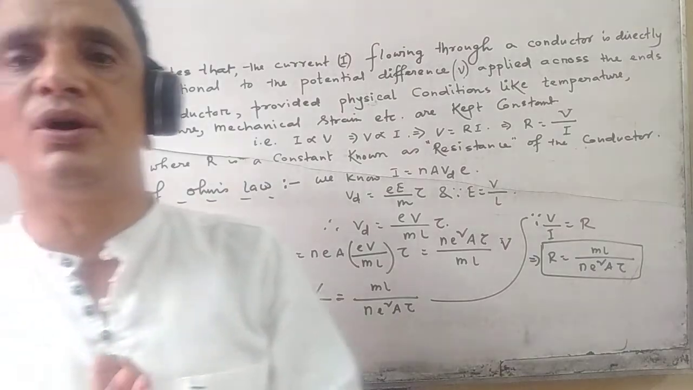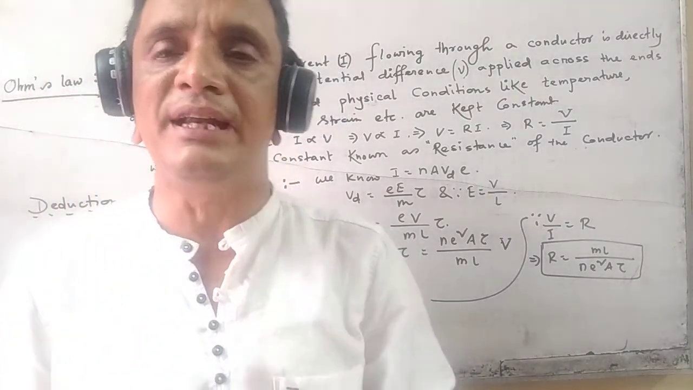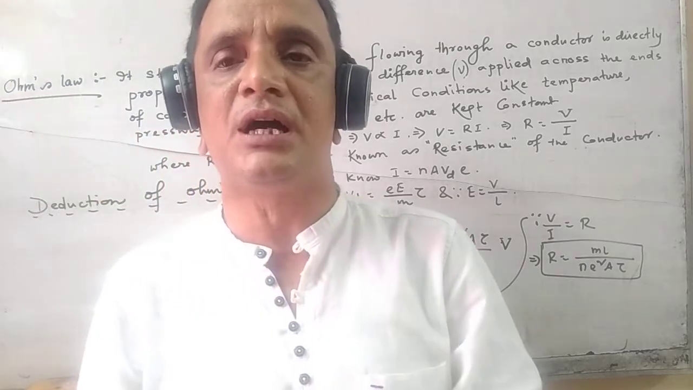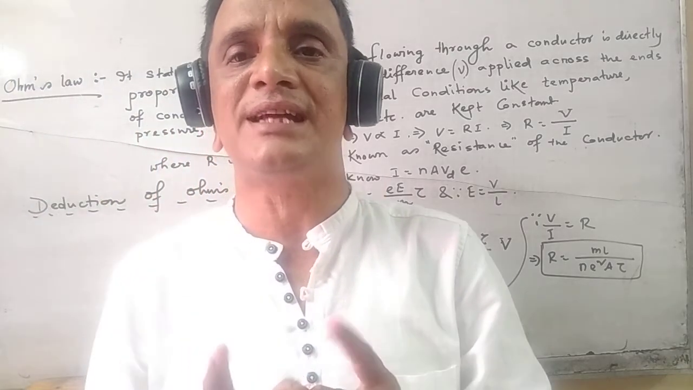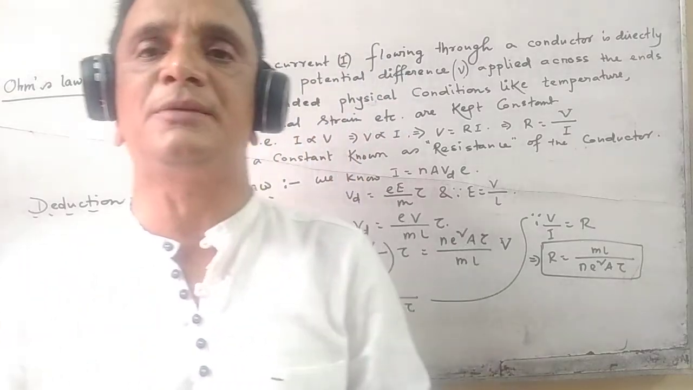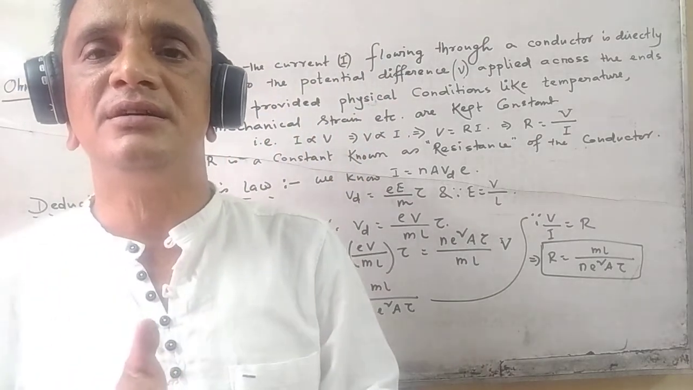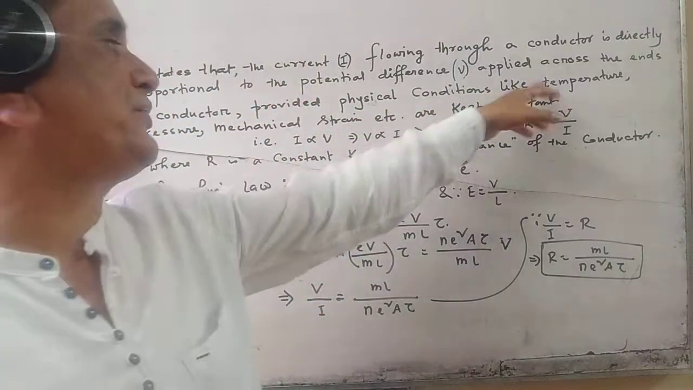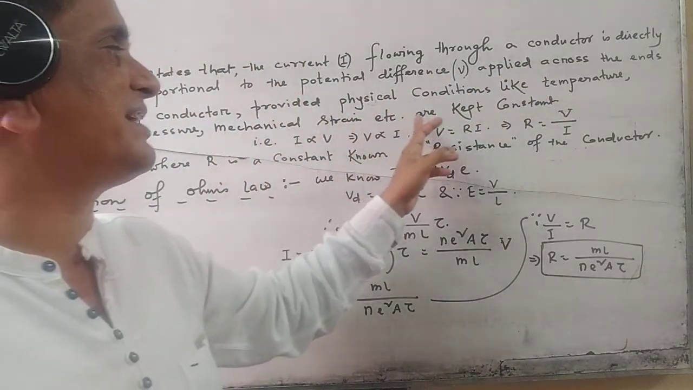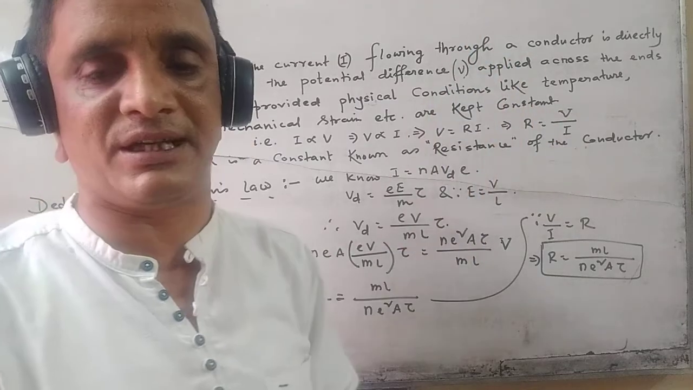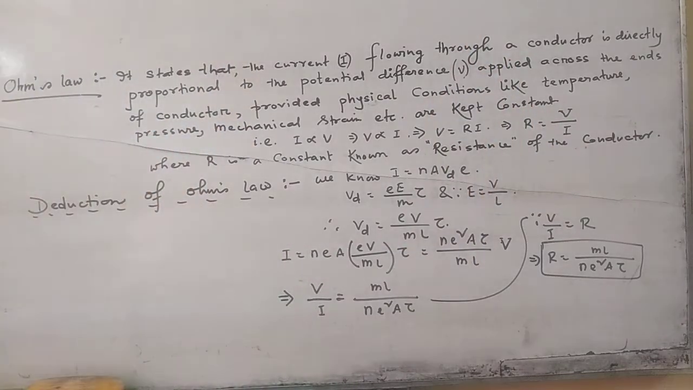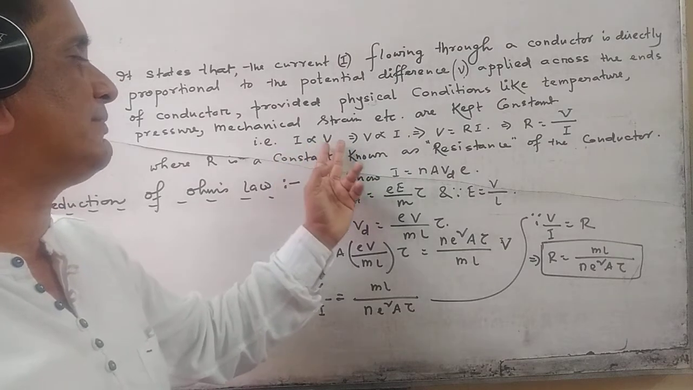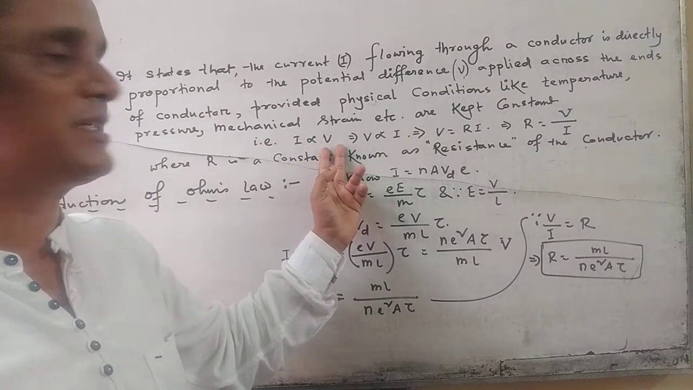According to Ohm's law, the current flowing through any cross section of a conductor is directly proportional to the potential difference across the ends of the conductor, provided the pressure, external temperature, mechanical strain, etc. remain constant. It means what? That I is directly proportional to V. Current I is directly proportional to potential difference V.